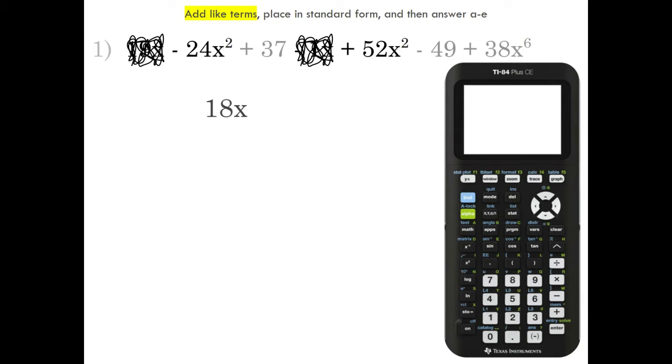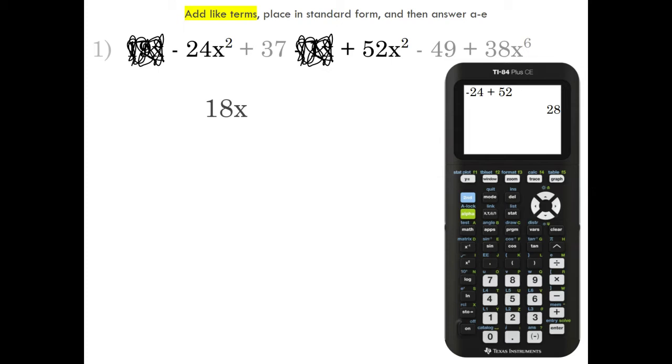You therefore add the coefficients together. That is a negative 24 and a positive 52. The coefficients are the numbers in front of the terms. So you add the coefficients, negative 24 and a positive 52. So negative 24 plus 52, and you get 28. Again, it's not 28. The answer is 28x squared.